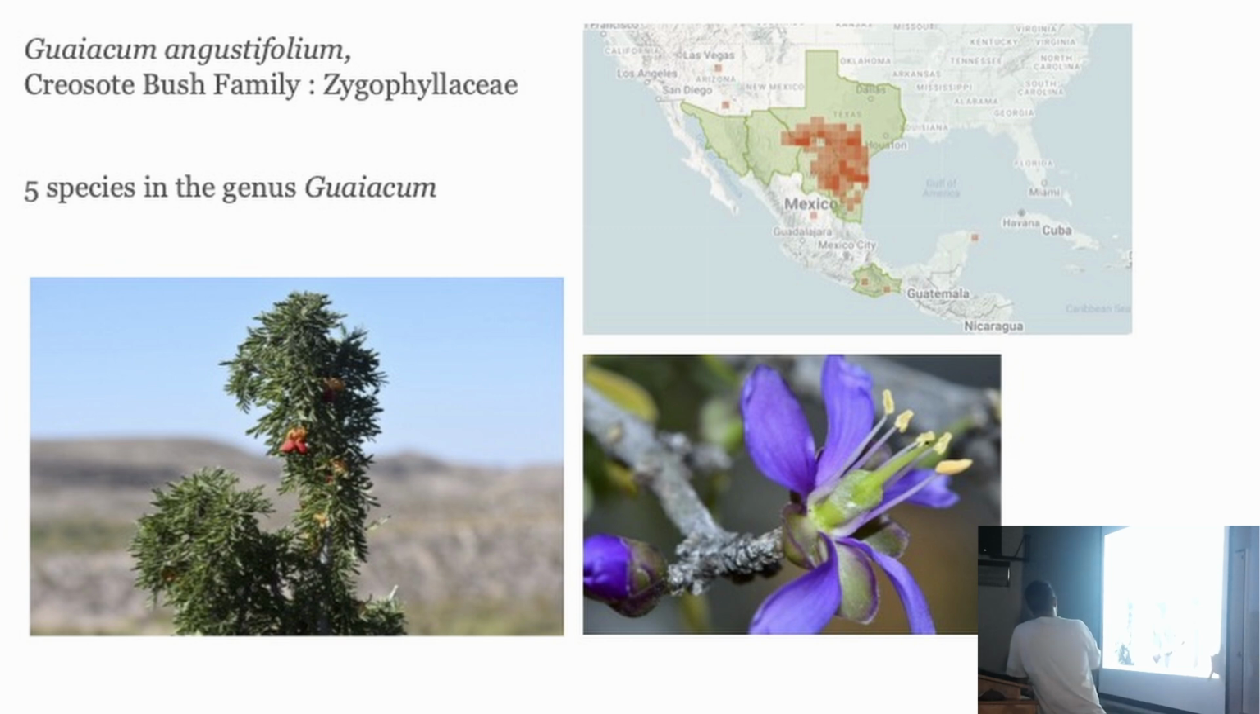Guaiacum angustifolium. I don't know, what's the common name for this? I don't even know it. What is it? Just guaiacon, yeah. You can see there's the population, and I'll show you at the end of this how to look all this stuff up on iNaturalist. It's pretty easy.